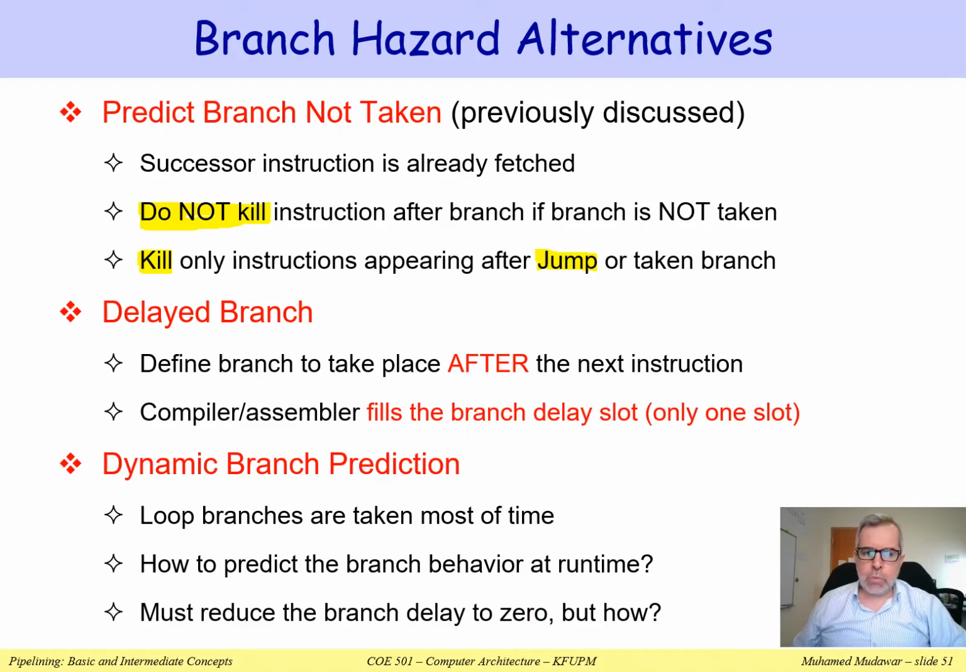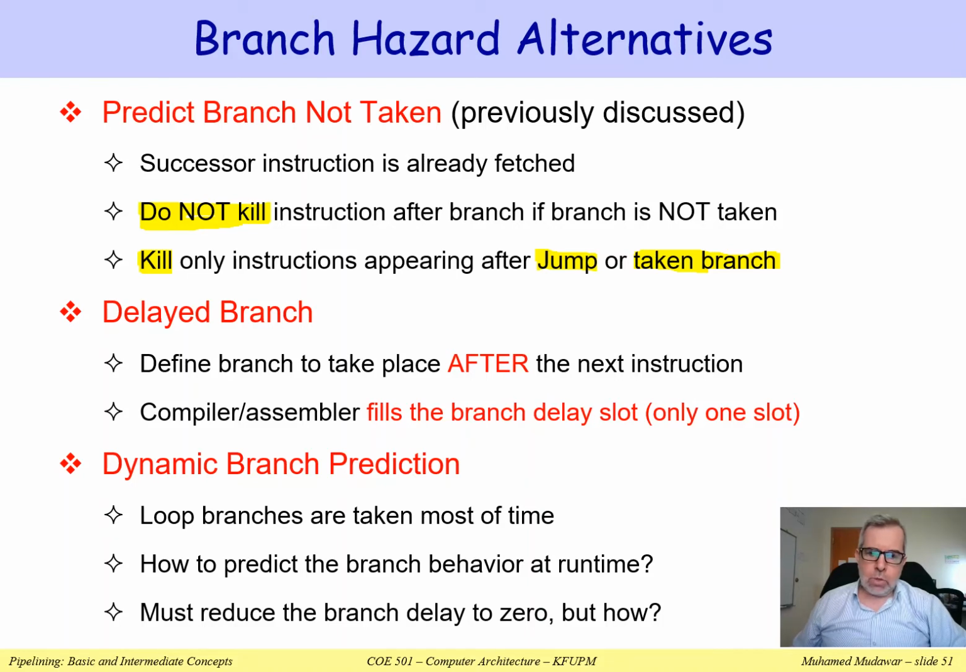In the case of the jump, we kill only the next instruction. In the case of the taken branch, we kill 2 instructions, the next and the second next. Okay, so this is if the branch is taken. This is one way of implementing the jump and the branch. If we do it this way, we lose some performance because every time we have a jump, we are going to waste 1 clock cycle. If we have a taken branch, then we are going to waste 2 clock cycles. We are going to convert the next 2 instructions into bubbles.